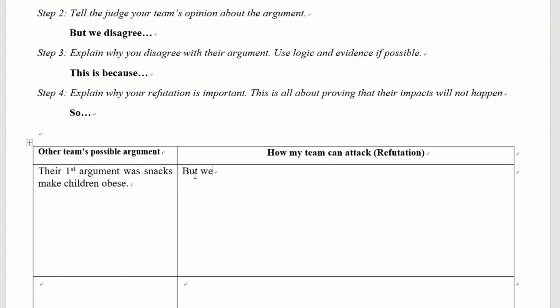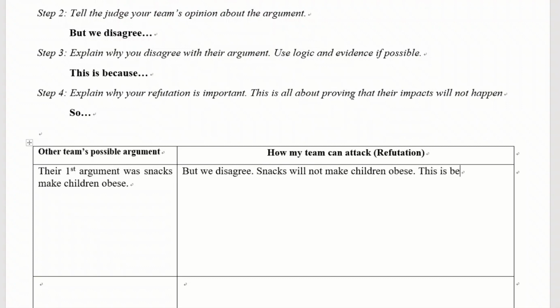Step 2, tell the judge your team's opinion about the argument. So, we disagree. Snacks will not make children obese. Step 3, explain why you disagree with their argument. Use logic and evidence if possible. And you start with your sentence stem.